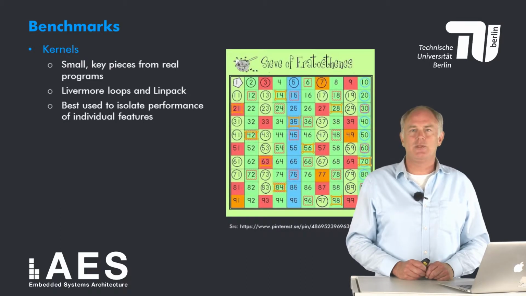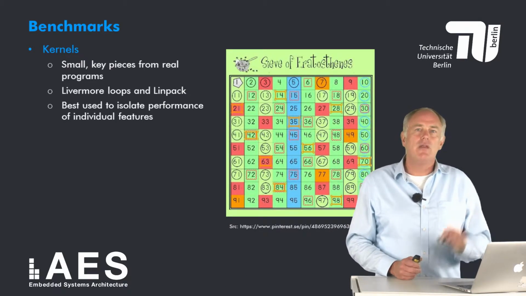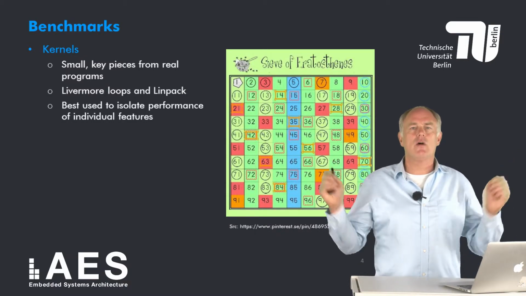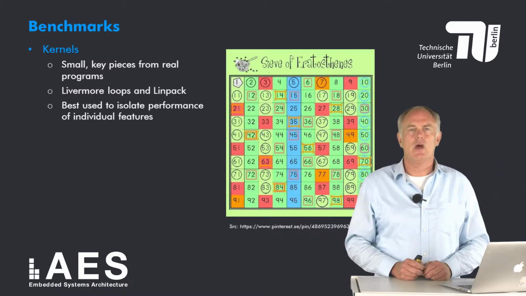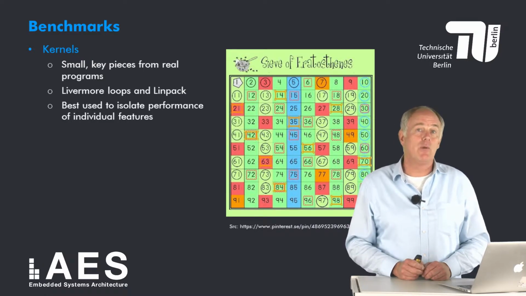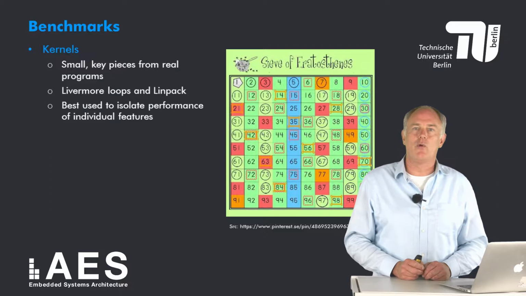The third best option is to use kernels. These are small but key pieces from real programs. These kernels are key because they typically consume a lot of the total execution time. Two very well-known examples of kernel benchmarks are the Livermore loops from the Lawrence Livermore National Laboratory and LinPack, which is used to rank the fastest computers in the world, the top 500.